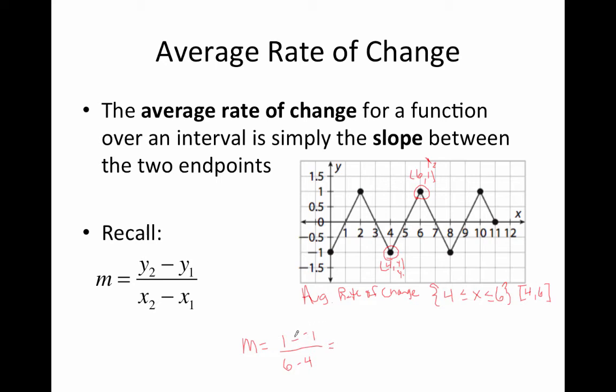Okay, we'll do the top part first. Double negative. 1 minus negative 1 is the same thing as 1 plus 1, which is 2. 6 minus 4 is also 2. 2 over 2 reduces to 1.